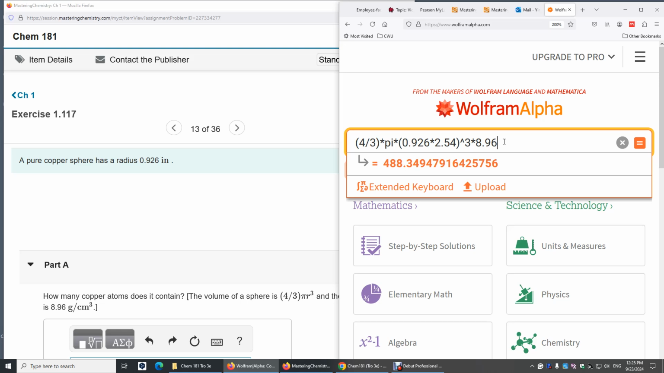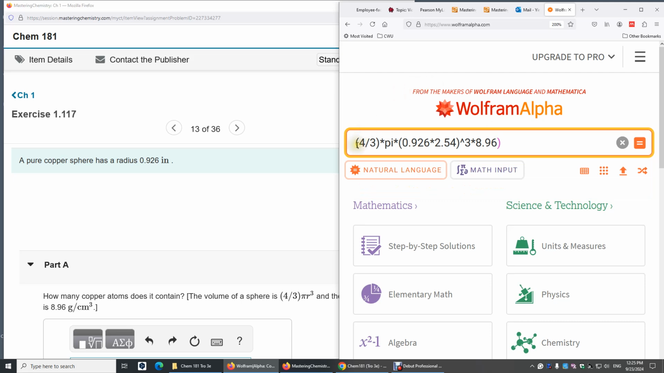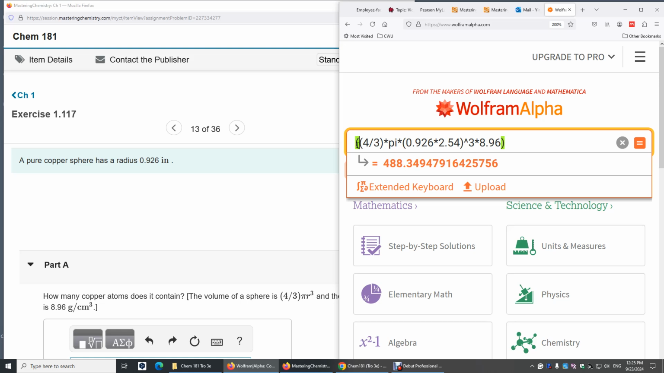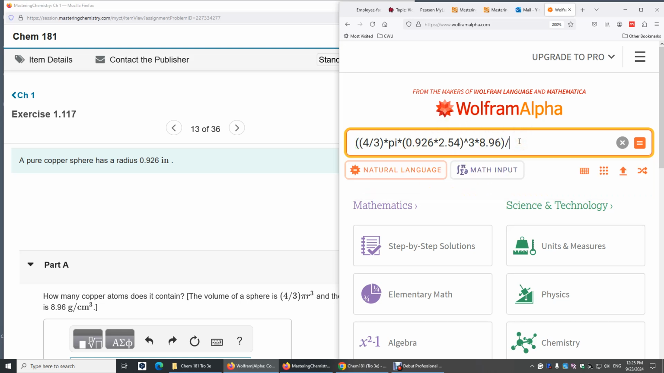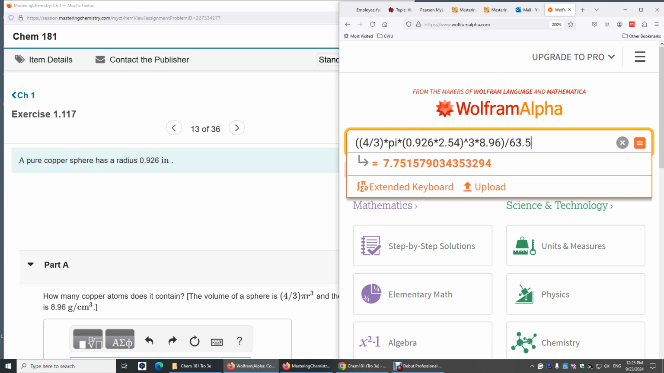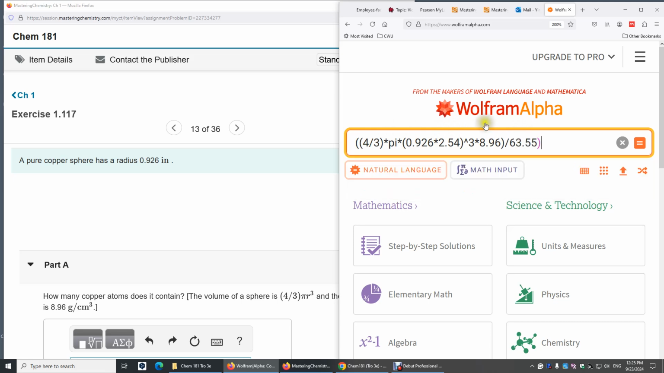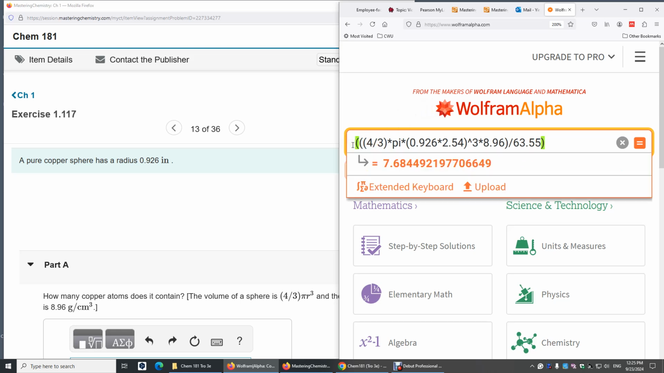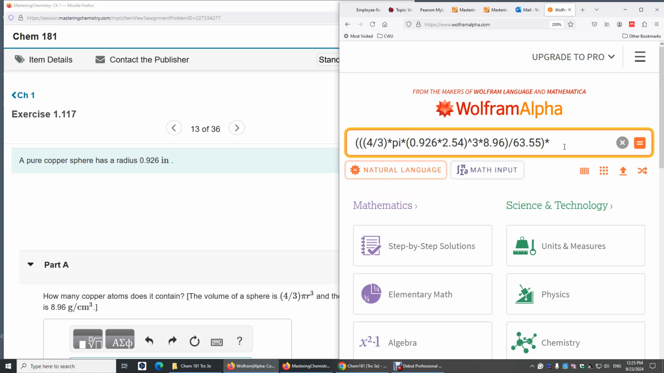And that's not enough. We have the grams, we need to convert it. So I put everything in the parentheses, 488 grams, and then divided by 63.55 gram per mole. Now we have the number of moles. We have 7.68 moles of copper. Finally, we convert it to the number of atoms.